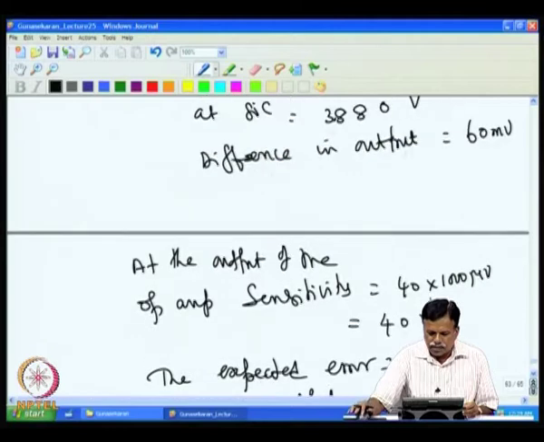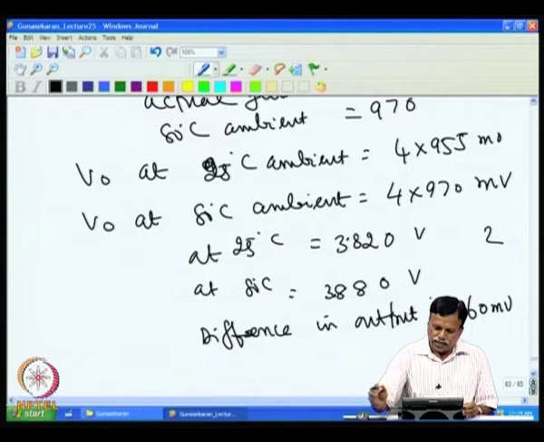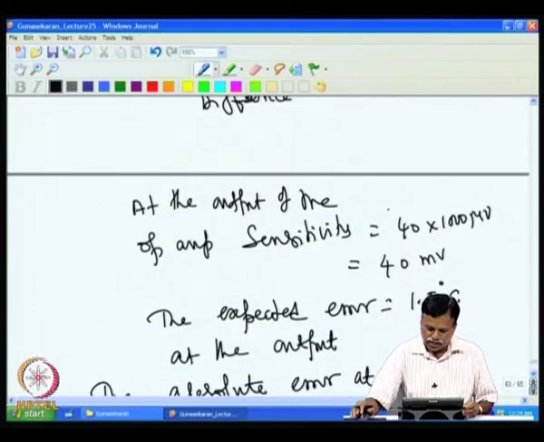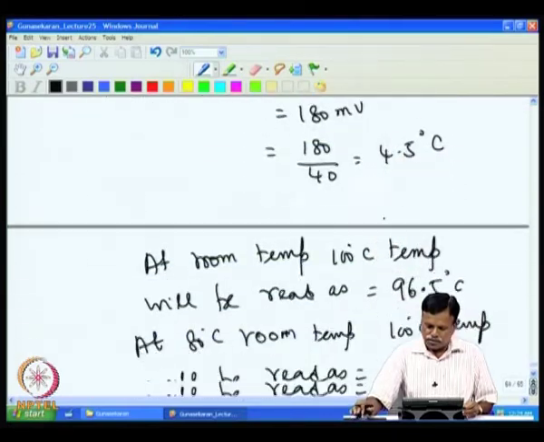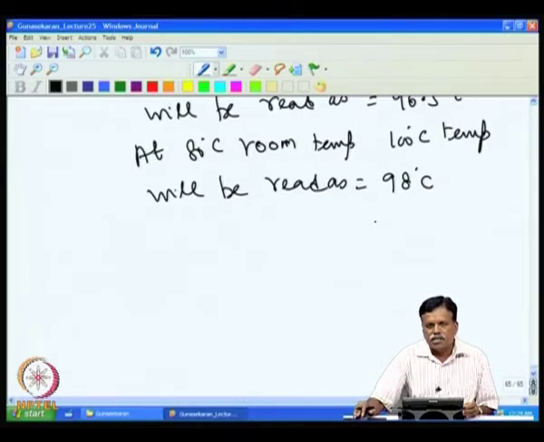Now, that is actually coming because I think there is a mistake in this calculation. Okay. So, this difference is actually coming as 1.5 degree error. Nevertheless, you see that the temperature changes with the ambient temperature change. This has come because the op amp gain is changing.